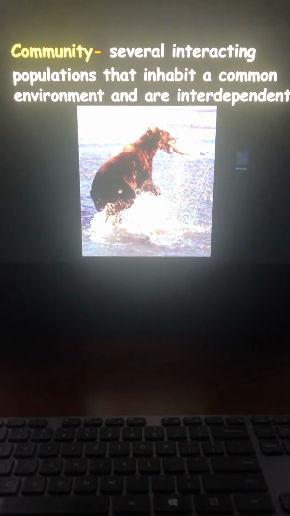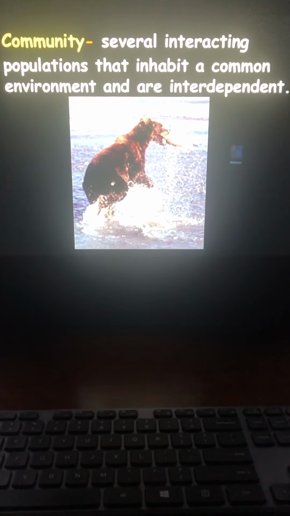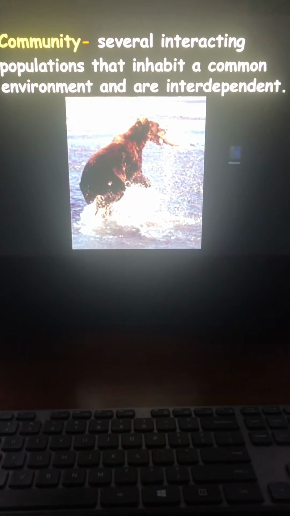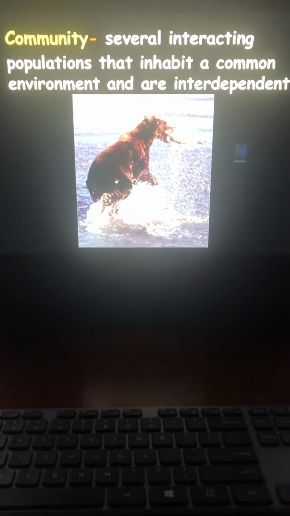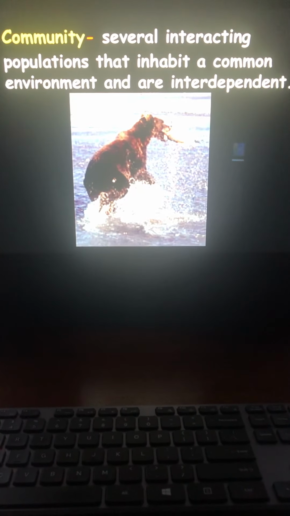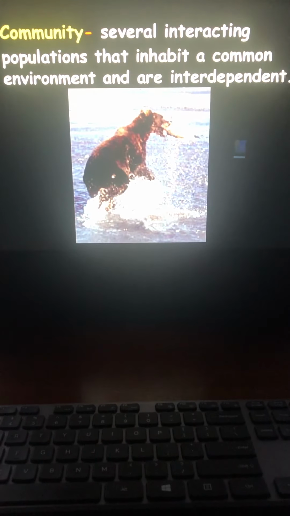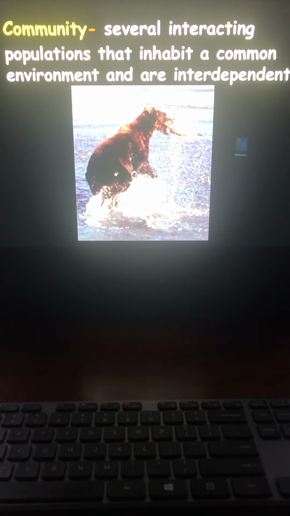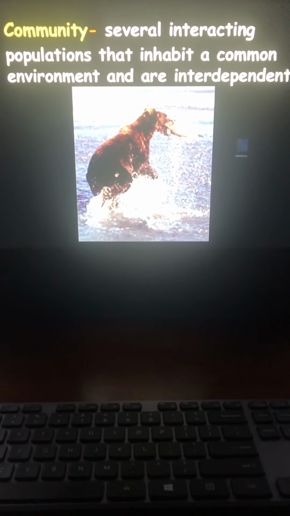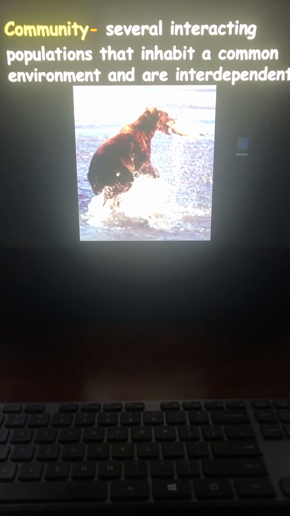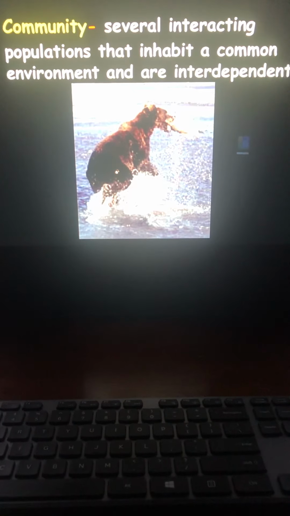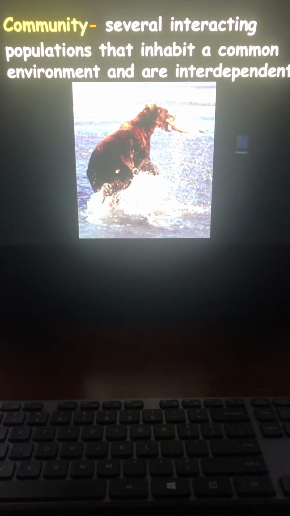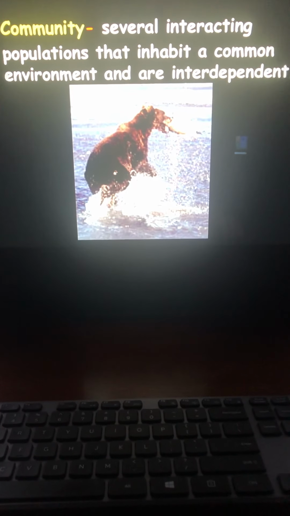The next level up is the community. This is several interacting populations that inhabit a common environment and are interdependent. When I think of a community, it's like the deer and the mice and the humans and the birds and the bacteria and everything that is living. And if it's in a certain area, like the town of Westmoreland, we just don't have deer. You know, we have rabbits, we have grass, we have humans, we have insects. So anything that's living is going to be considered a community.